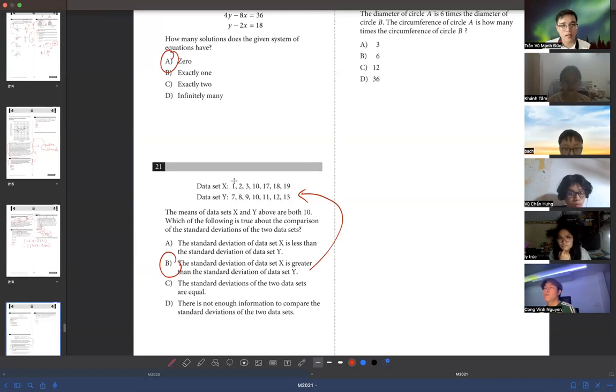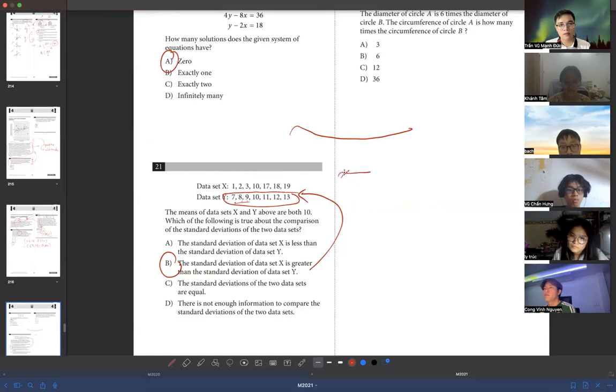So in this case, you can see that X is 1, 2, 3, and 10, 17, 18, and 19. This one is 1, 7, 8, 9, 10. This is very compact. So if we draw a graph between this one, it'll be like this. And if we draw a line for this one, it'll be like this. So it's much more compact, so it's smaller, right? Besides, if you don't know whether to be sure or not, I would show you how to do this just for safe measure. And if you really have some spare time, you can use your calculator.